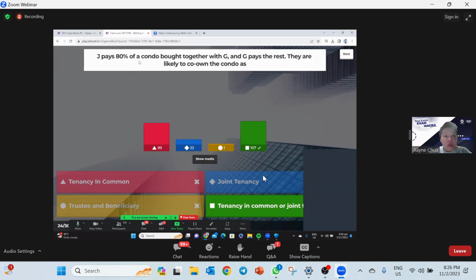When a husband and wife buy a property together, do they always split down and pay 50-50? Not really, right? Sometimes the husband pays a little bit more, sometimes the wife pays a little bit more, but this has no bearing on how they co-own the property. Is it going to be tenancy in common, or joint tenancy? So I say again, tenancy in common is where there is a distinct share. Joint tenancy means they have an undivided share.